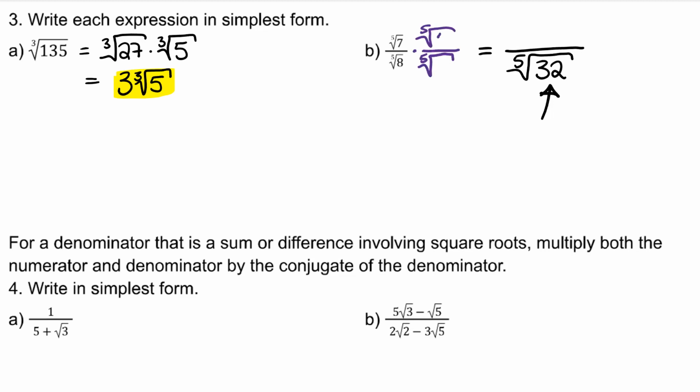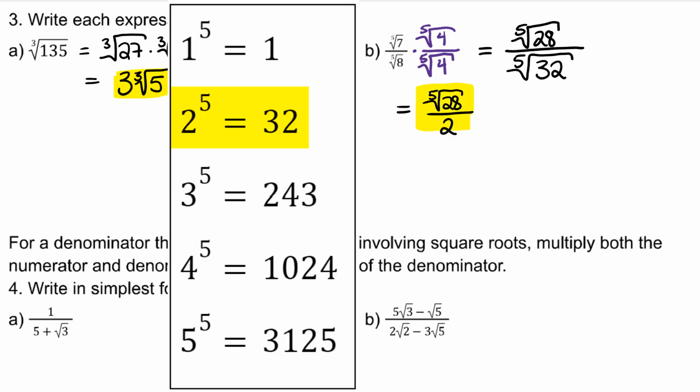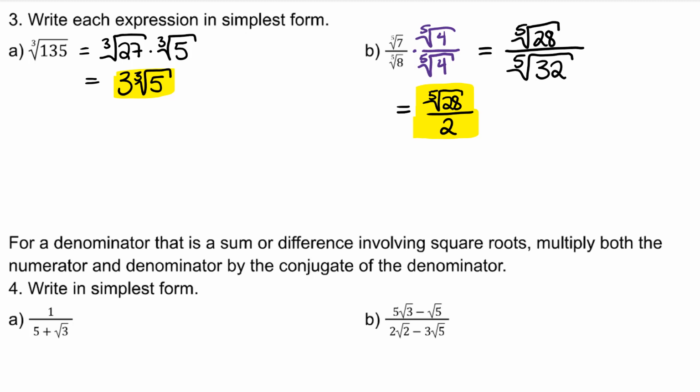Well, that would be fifth root of 4 divided by the fifth root of 4. Now we'll multiply by this special form of the number 1. If your roots match, you can multiply underneath. So since these are both fifth root, we can get fifth root of 28. And in our denominator, we have the fifth root of 32, which is 2. So our simplified version is fifth root of 28 over 2.